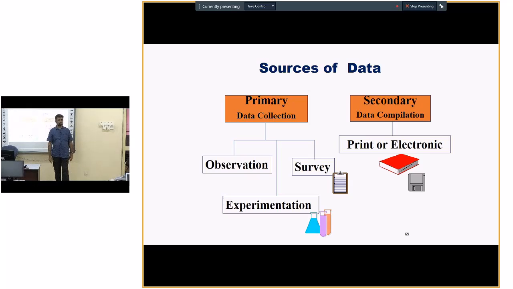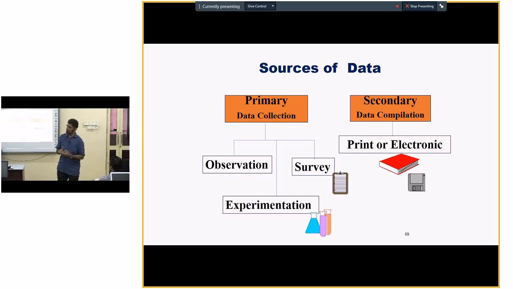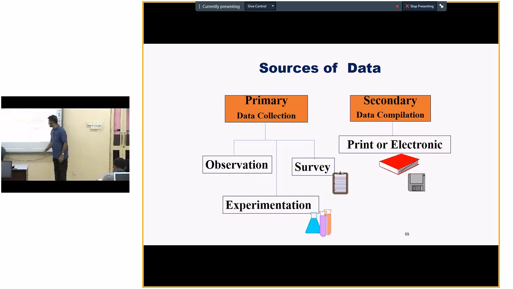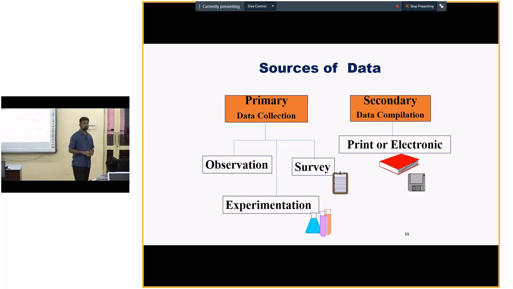What are the primary sources? We discussed now. Questionnaire, key informant discussion, observation, then face-to-face interviews, focus group discussion. There are a number of methods. Telephone conversation, through email or message, you can collect that data, right? Then second one, print media or electronic media, you can get secondary data, not only the print media, right? Then electronic media also you can use.